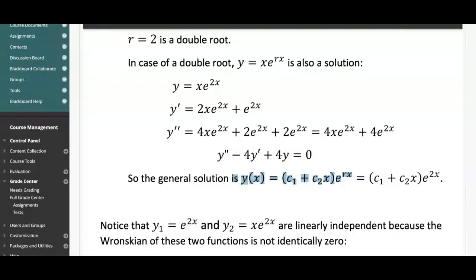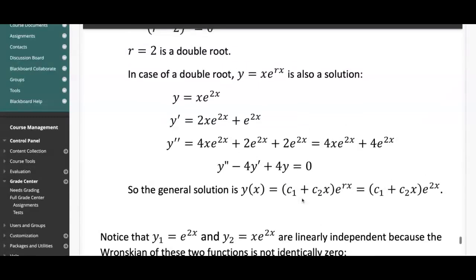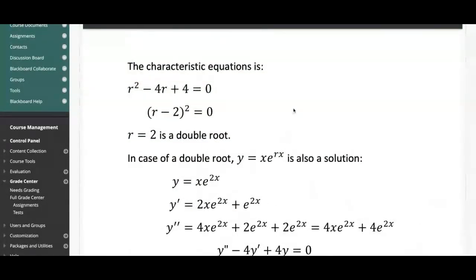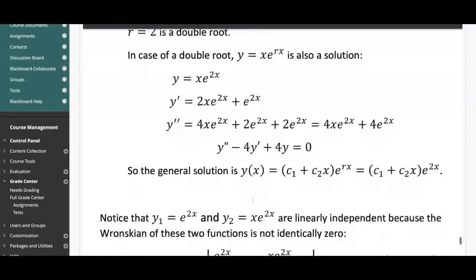Ryan? Sorry if I cut you off. I was just curious, if we have a triple root, would it be x squared times e to the rx? Yeah, go ahead and check for yourself. Very good question. Go ahead and check for yourself. Great question.